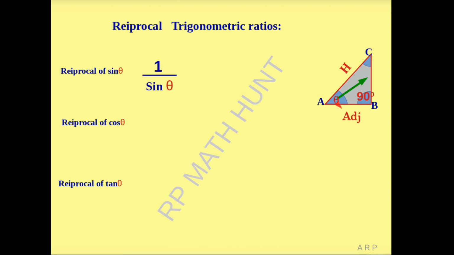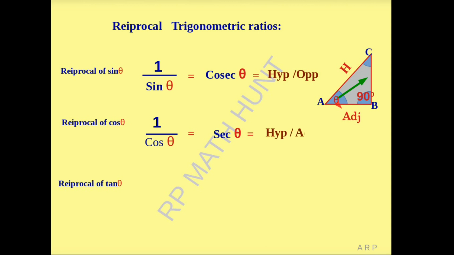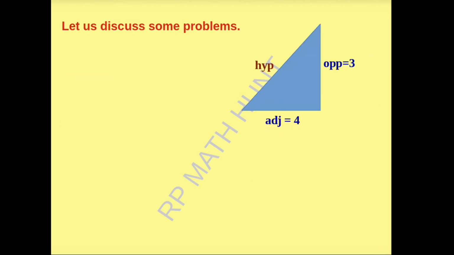Reciprocal ratios recap. 1 by sin theta is equal to cosec theta, hypotenuse by opposite. 1 by cos theta is equal to sec theta is equal to hypotenuse by adjacent. 1 by tan theta is equal to cot theta is equal to adjacent side by opposite side. Now let us discuss some problems.